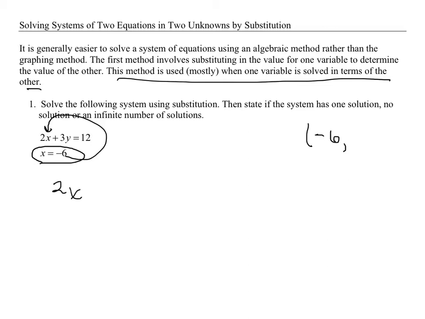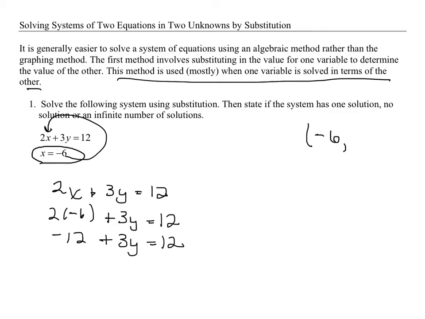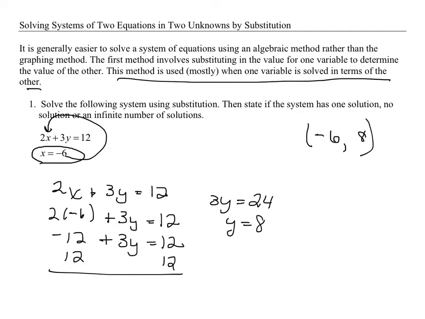So 2x plus 3y equals 12. I'm going to pop in -6 for x. This will be -12. I'm going to add 12 to both sides. 3y is equal to 24. y is equal to 8. So the point at which both of these lines meet is -6, 8.